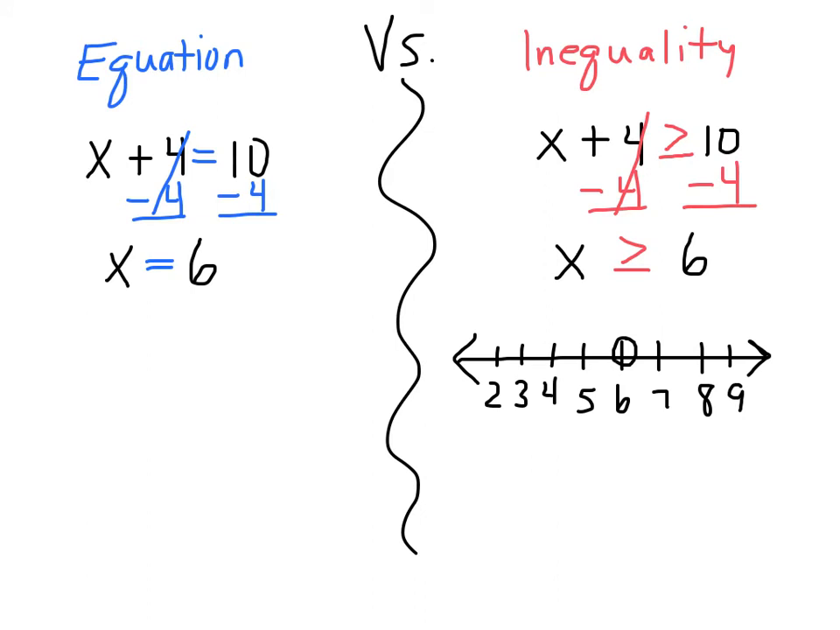So if I were to graph this, I'm going to close my circle because it's got to be equal to, or it's got to be greater than. So I'm going to make my arrow go this way. So what I'm trying to say here is one of those numbers, the 6, the 7, the 8, or the 9, or even further on, has to be a solution for this inequality. That's the only difference between an equation and an inequality.